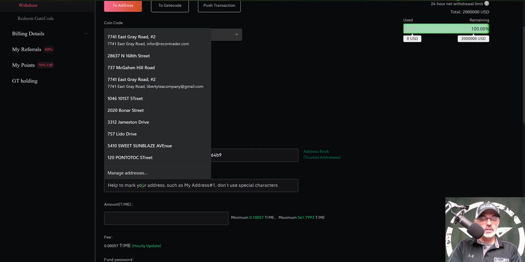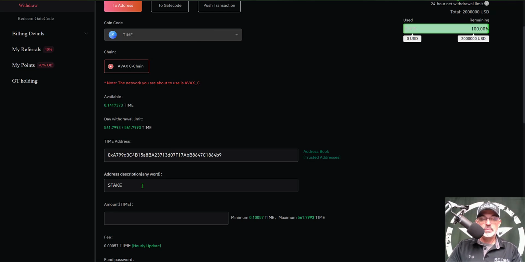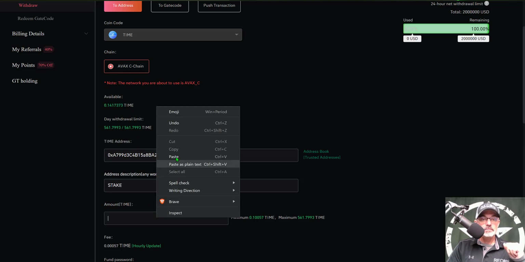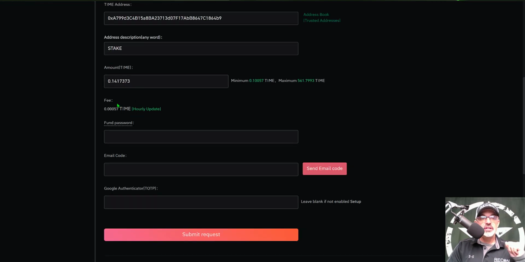Next, I could add a description. In this case, I'll just put stake because I'm going to stake these tokens. Then I need to determine the amount of time I want to send, and I want to send all the time I have, so I'm just going to copy and paste that in here. We keep scrolling down and you'll see the fee I'll be hit with will be 0.00057 time.